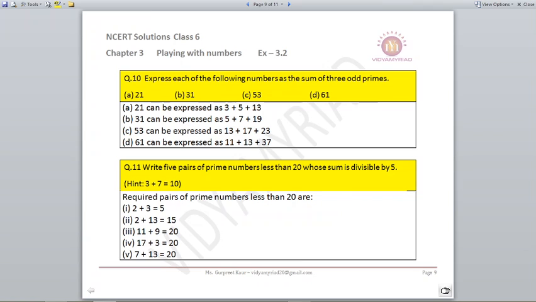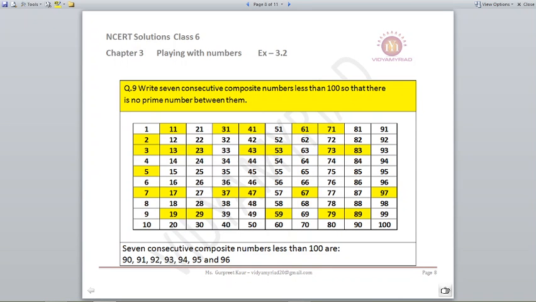Question number 10. Express each of the following numbers as the sum of 3 odd primes. Now you have the table. You can draw it somewhere and with the help of these yellow boxes only. Yellow boxes are the prime numbers. We will make the pairs. We need 3 odd prime numbers to find the relevant answers.